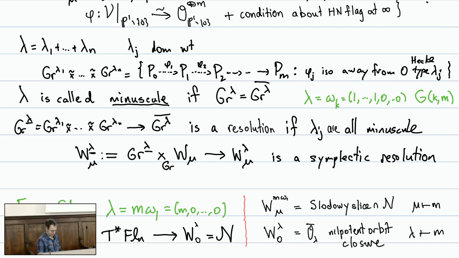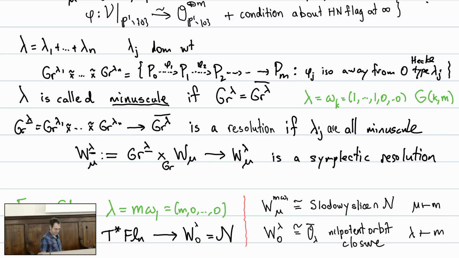And the other obvious way we can modify this example is to change the lambda. So change lambda from being m omega 1 to being any partition of m. And we can similarly look at W lambda mu, and W lambda mu happens to be isomorphic to a nilpotent orbit closure. These kinds of isomorphisms are called Mirkovic-Vybornov isomorphisms. Well, especially the first one. Maybe the second one was already known to Lusztig or other people.